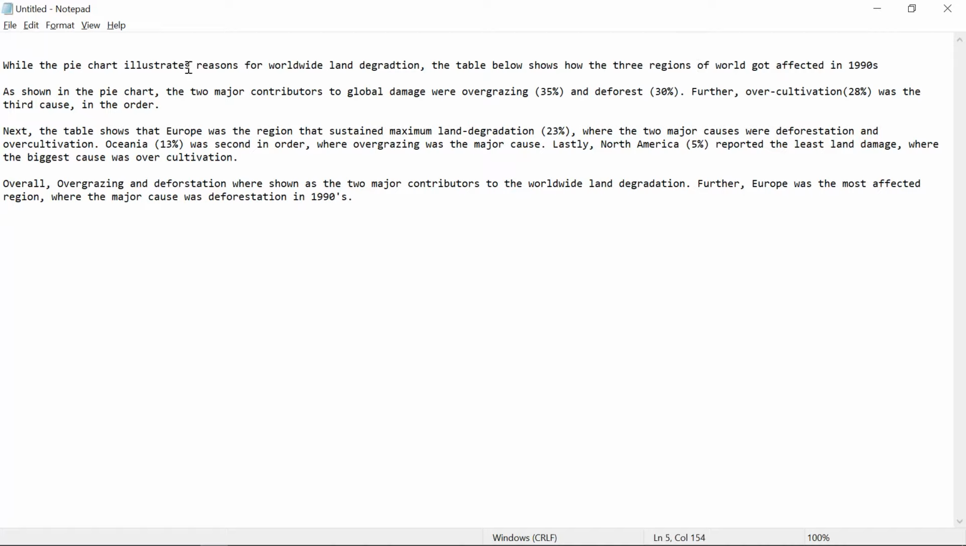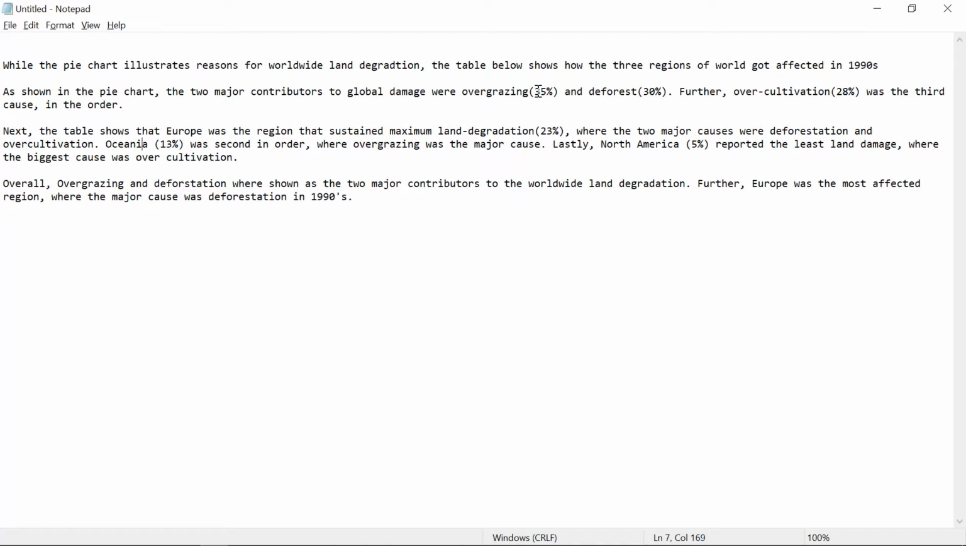As shown in the pie chart, the two major contributors to global damage were overgrazing 35% and deforestation 30%. So this is about the global picture. Further, overcultivation 28% was the third cause in the order. Next, the table shows that Europe was the region that sustained maximum land degradation, where the two major causes were deforestation and overcultivation.